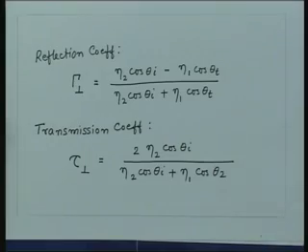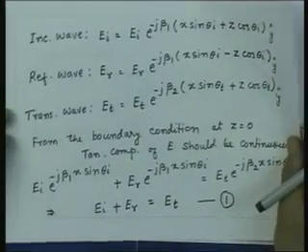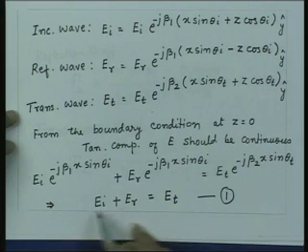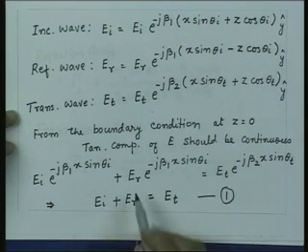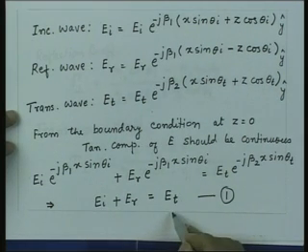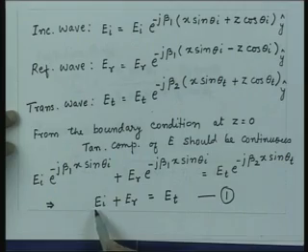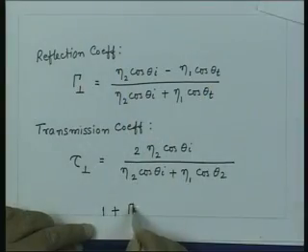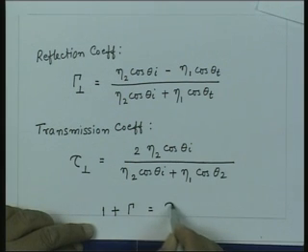We can verify this from equation 1. If I divide this equation by Ei, I will get 1 plus Er upon Ei is equal to Et upon Ei. So that will give me 1 plus gamma is equal to tau. So we can verify that it will satisfy the condition 1 plus gamma is equal to tau. So this is perpendicular.